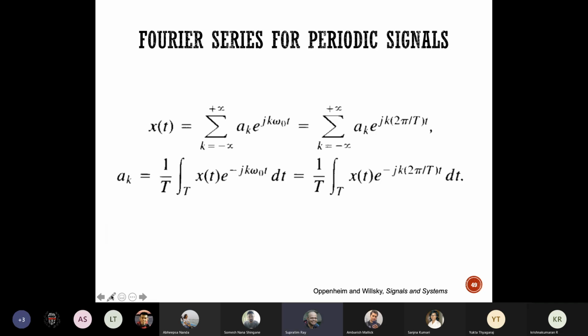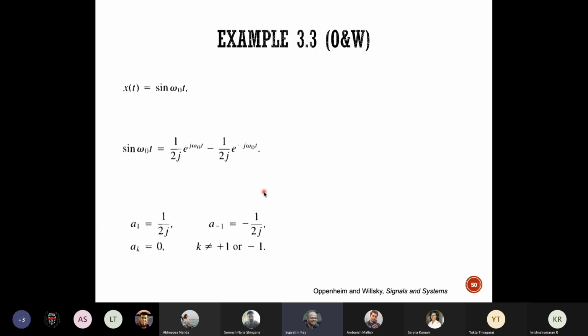Sorry, there is a pointer. You can see that this axis, the frequency axis, is discontinuous. You get frequency values only at a discrete number of points. Although the number of points is infinite, it's 1, 2, 3, 4, it's countably infinite in this case. So that was the Fourier series for periodic signals.